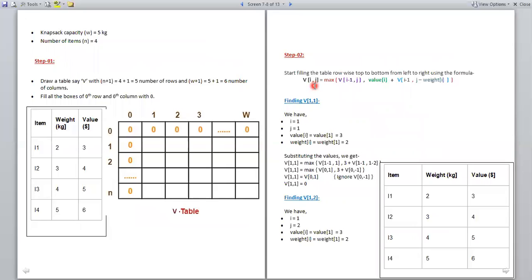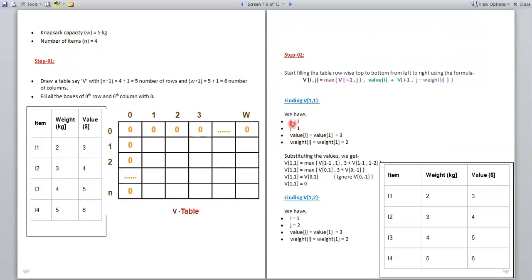Then in step 2, start filling the table row wise, top to bottom. Row wise means first we take the index position of the V table, 1 1, so the i value is 1 and the j value is 1. Then the ith position item value: when i is equal to 1, that means the first item. The first item's corresponding weight is 2 and the value is 3.